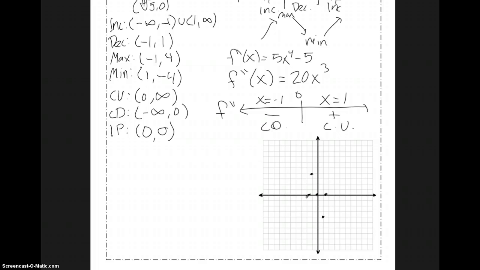So my graph is increasing up until the max at negative 1, and then it's decreasing between the max and the min, and then it goes to increase again. And for the left half, it's going to be concave down, and then for the right half, it's going to be concave up. So something like this is concave down, and then something like this, concave up. So there's a general sketch of my graph using my first and second derivative test.